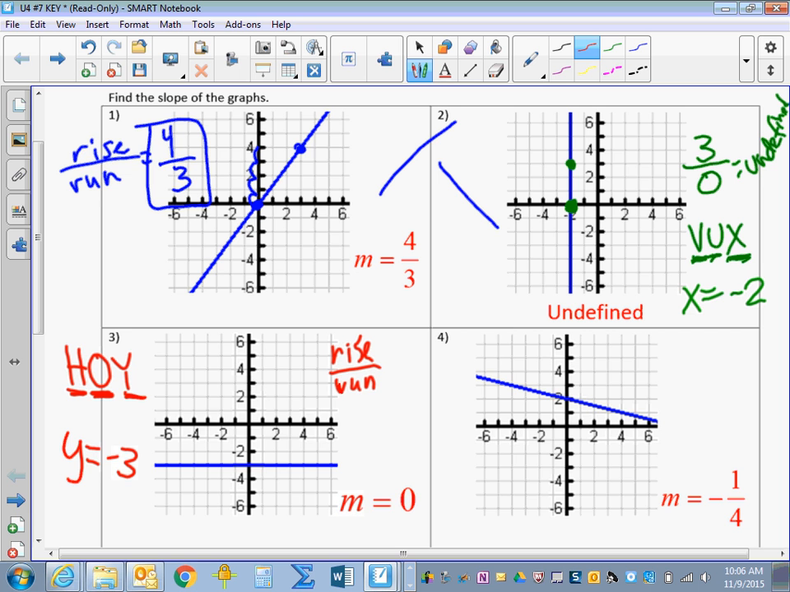Why isn't it undefined? So let's take a look at the math of it. It's rise over run. Again, we're going to pick 2 points. How much do I go up? Zero. How much did I go over? What is zero divided by four? Zero. So notice the difference here. Zero is on top, so zero divided by anything is zero. Here, we cannot divide by zero, so it's undefined.